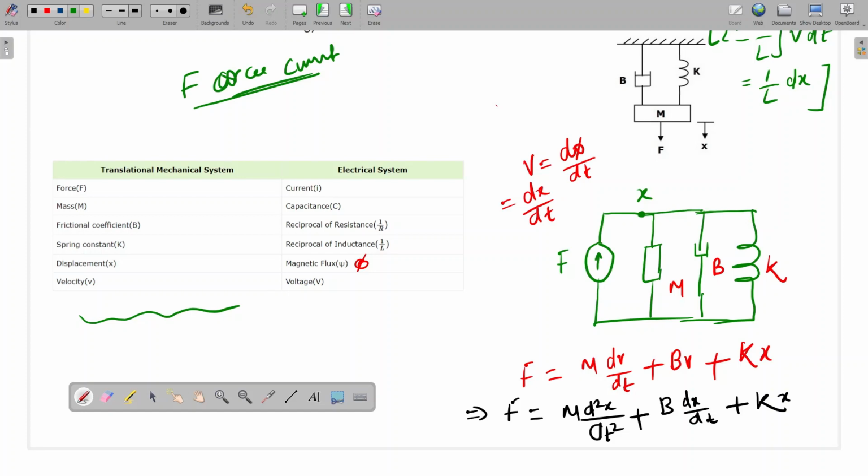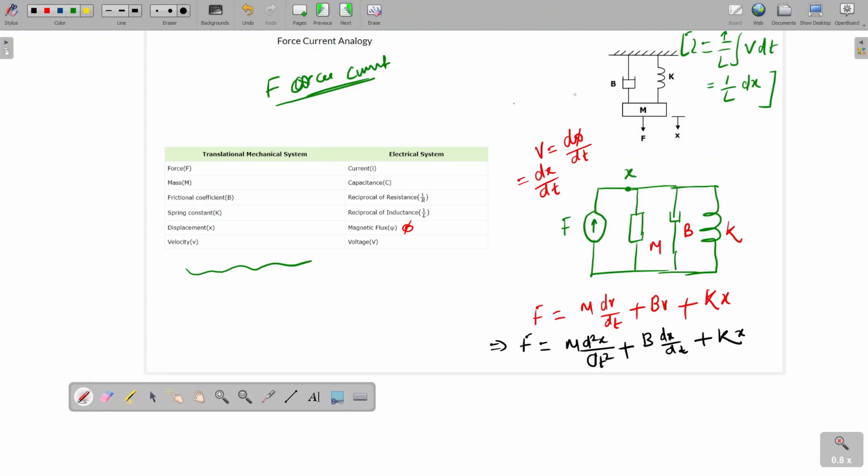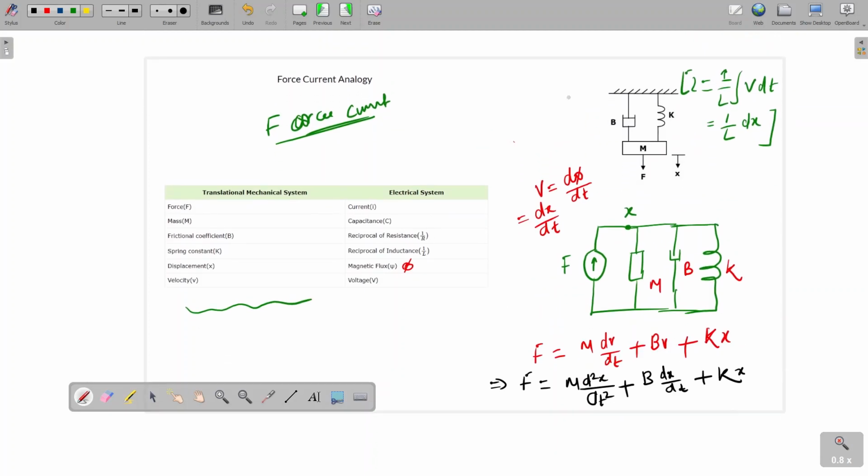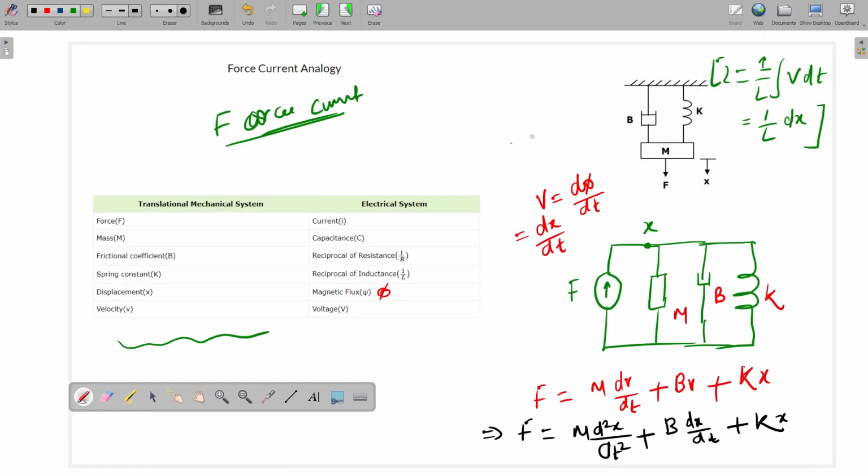One diagram I have taken here. This is damping, B is damping. Is it visible? Should I make it larger? You see, these are the terms which we can relate to each other.